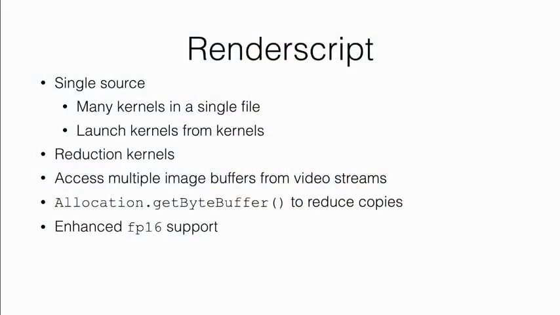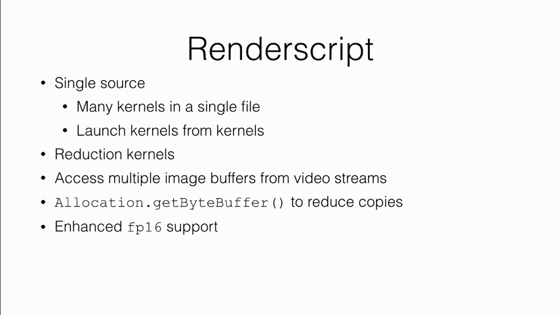RenderScript, a bunch of improvements. So now in a single source file, you can have many kernels that can call one another. It makes it a lot easier to create complex compute programs. We also have reduction kernels, so you can do MapReduce type of APIs. For instance, if you need to compute a histogram, you can do that with a reduce kernel.